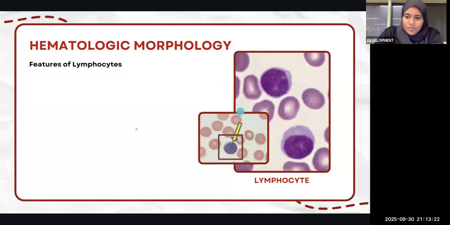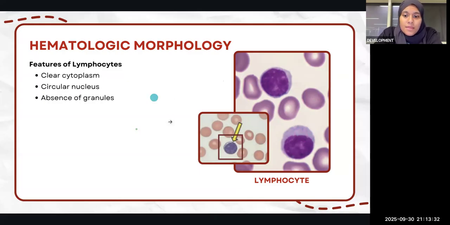Lymphocytes have 1 nucleus. As you can see, there are no dots, so they don't have any granules. So, absence of granules, and they have a circular nucleus and a clear cytoplasm. Circular nucleus, clear cytoplasm, no granules. That's your lymphocyte.